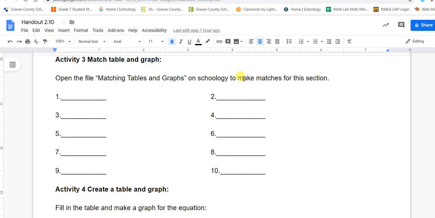Activity 3, probably our most in-depth activity of the lesson. You're going to have to go to Schoology and find the file matching tables and graphs. And you're going to match all of these tables 1 through 10 with a lettered graph, A through J.